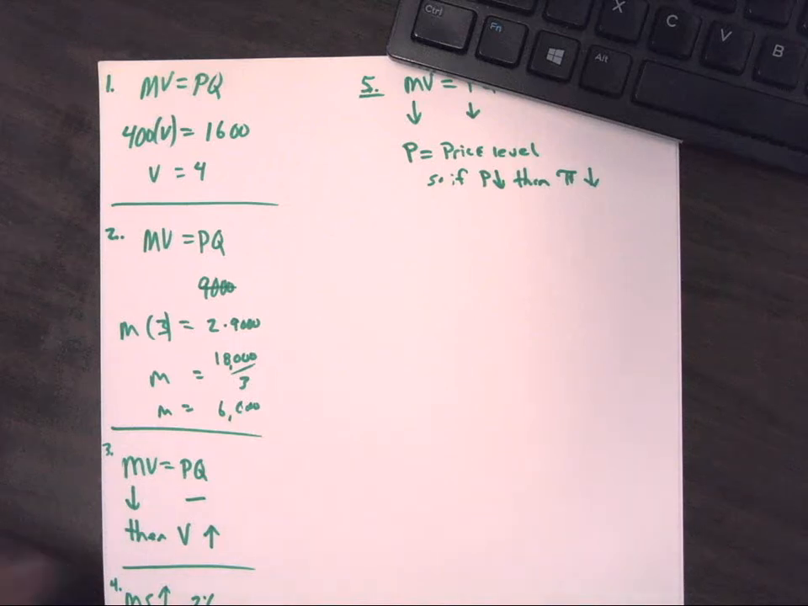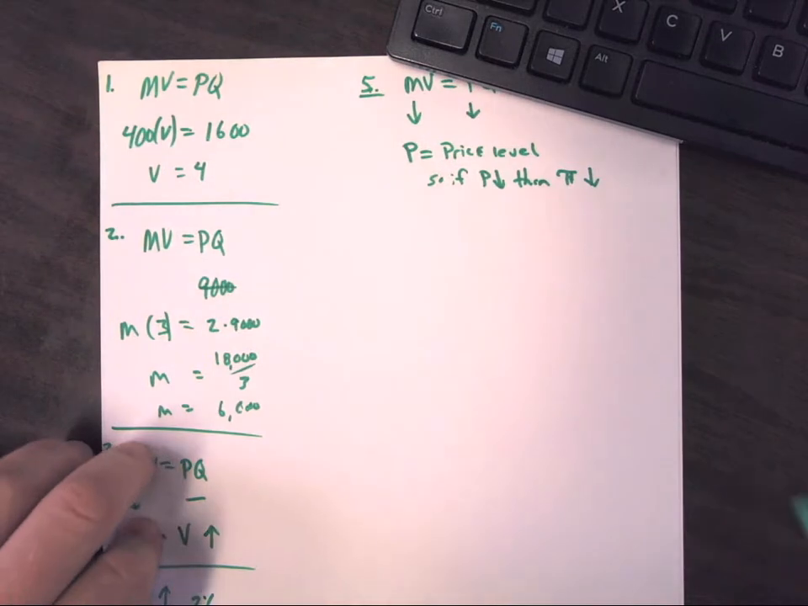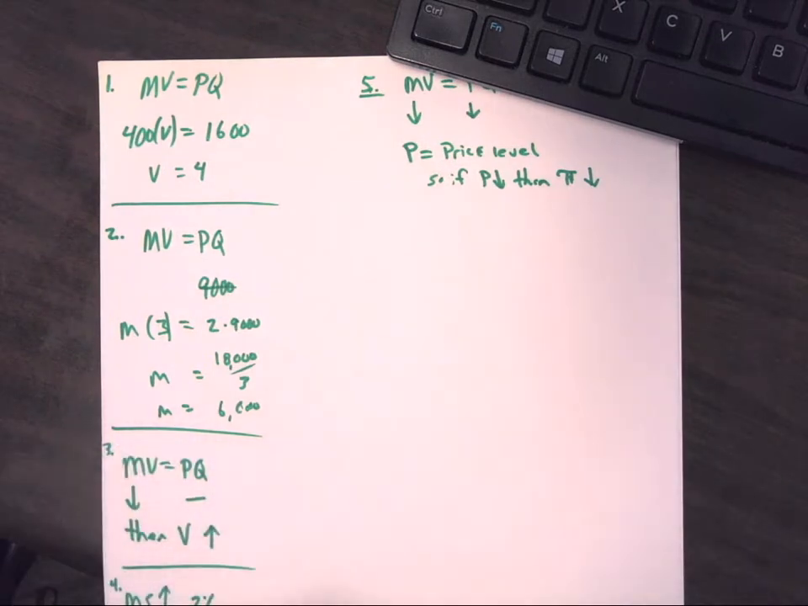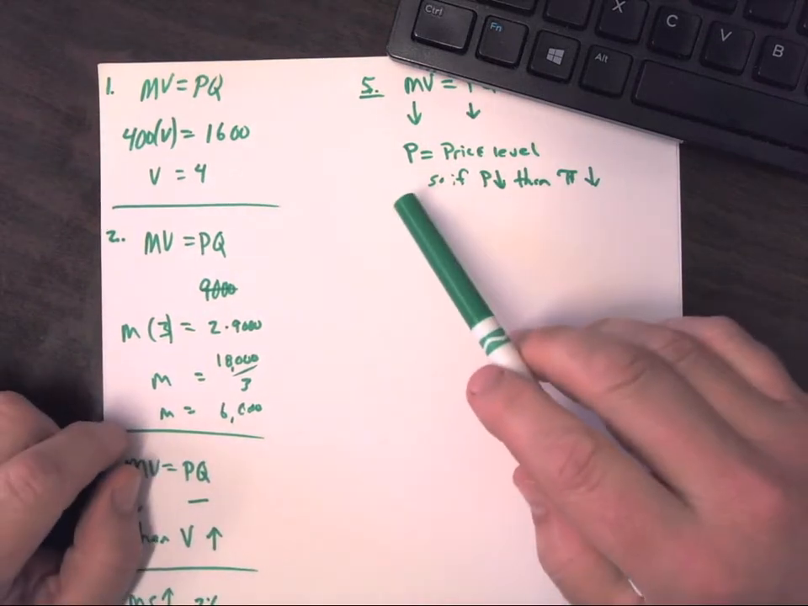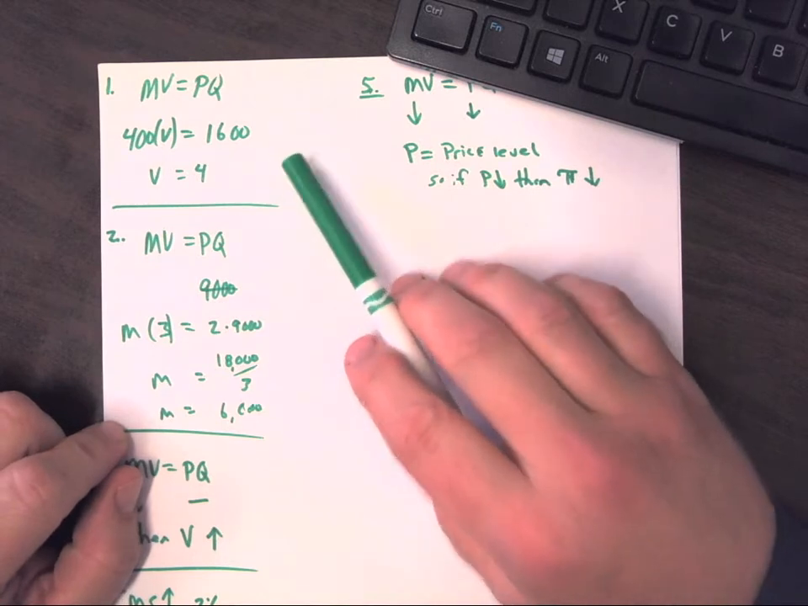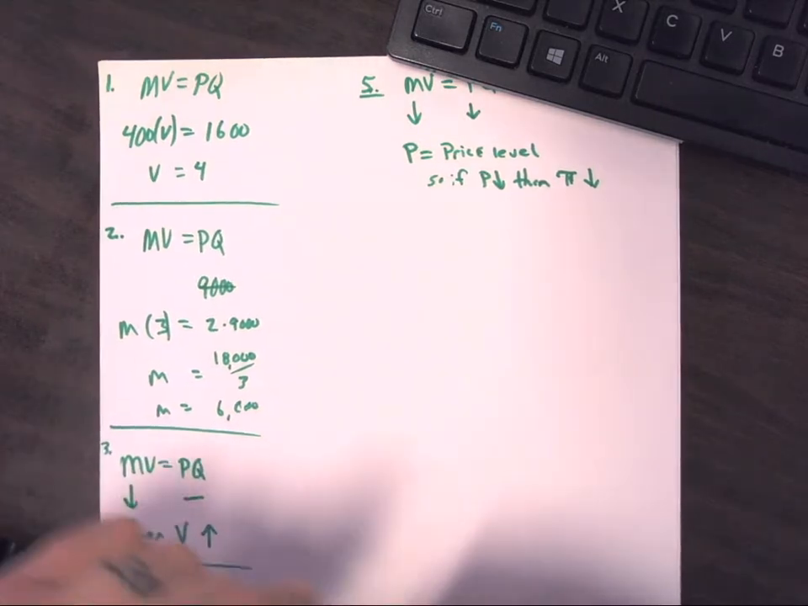Okay, everybody. What we're doing today is some topic questions out of 5.3 for AP Macro, looking at the monetary equation of exchange, which is MV equals PQ. All right, question number one. If nominal GDP in a country is 1,600 and the money supply is 400, what is the velocity of money?